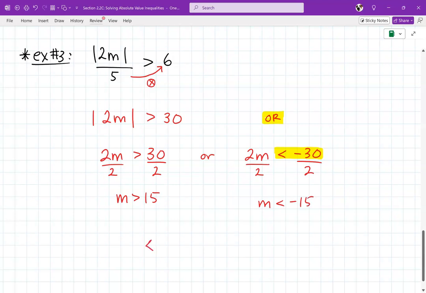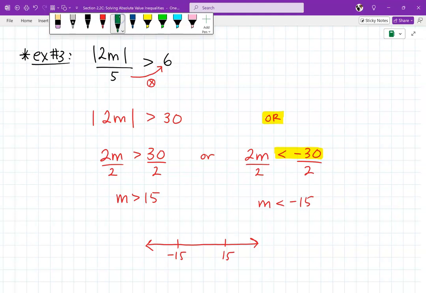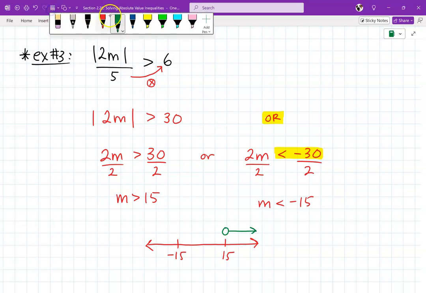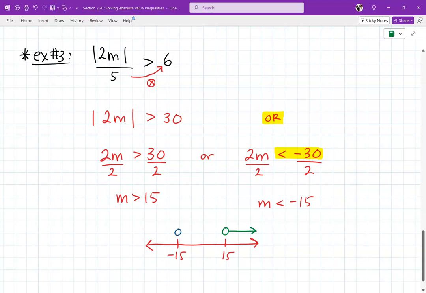So let's do a lazy graph here. Negative 15, positive 15. So the first one says M is greater than 15. So greater means open circle at 15. Got to go to the right. Okay. The next one says M is less than negative 15. So open circle, got to go left. So open circle goes left. And there you go.